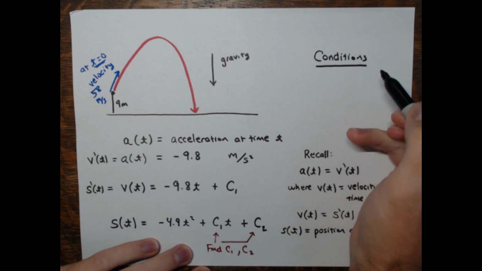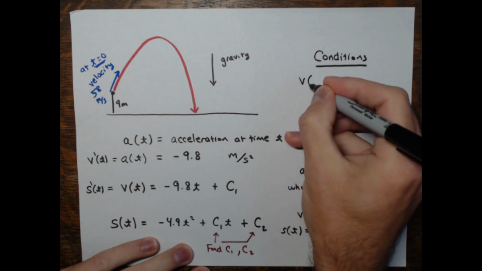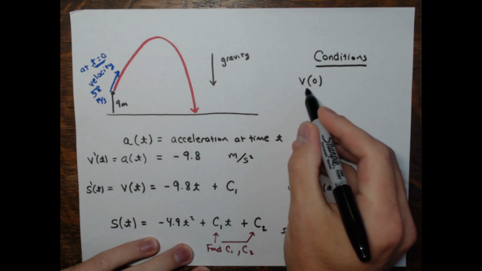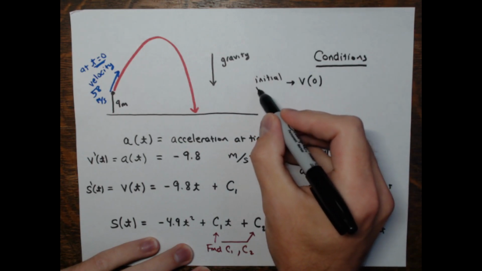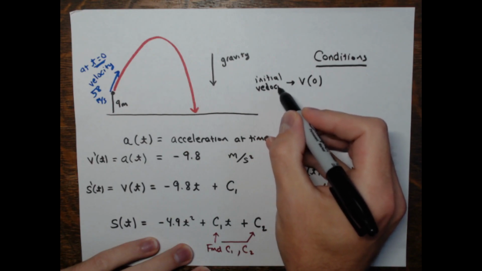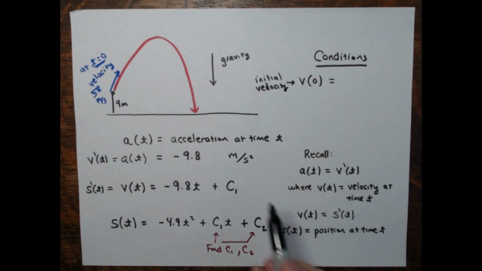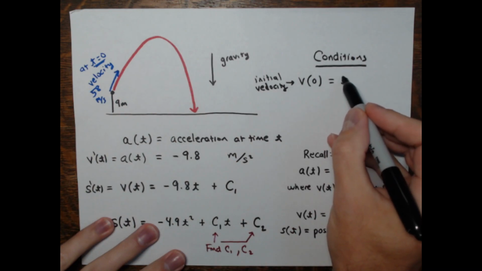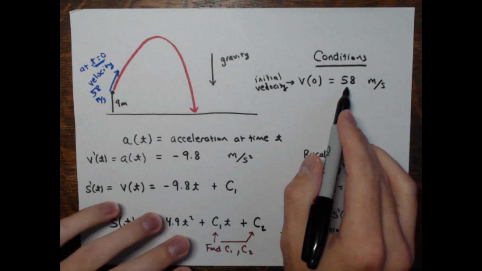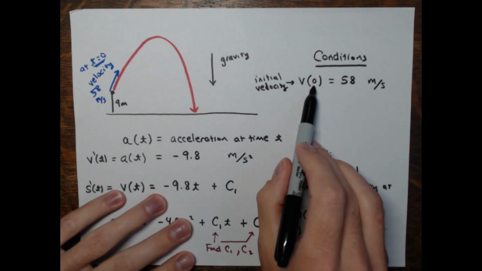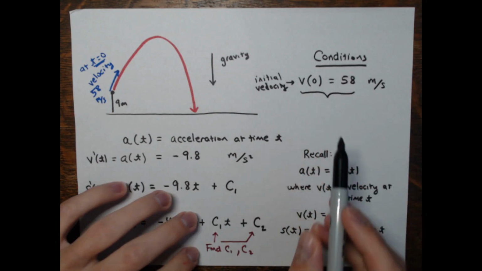The conditions we were given was that the initial velocity, so v of 0, the velocity at time 0, we were told was positive 58 meters per second. It was being launched upward. So I'll just say 58. You can put the units on there, meters per second, but we'll just use 58. So when t is 0, velocity is 58. Well, we can use that right now. I'll put the other condition on later.